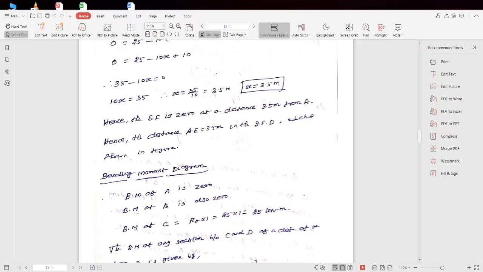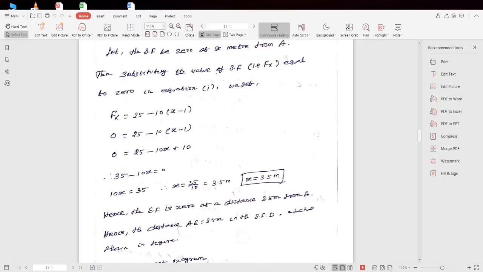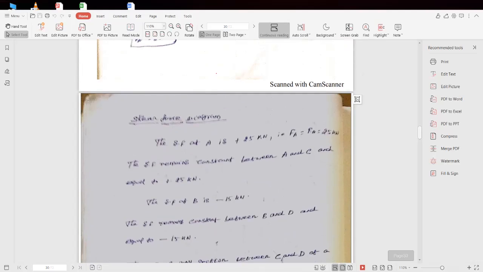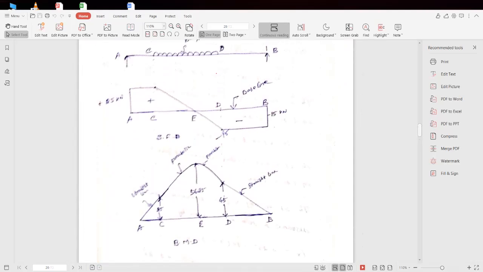Okay. Then coming to the bending moment diagram. You know very well, in a simply supported beam, at the supports the bending moment value is 0. Therefore, bending moment at A will be equal to 0. Bending moment at B will also be equal to 0. Here you can see in the diagram, at point A and at point B, simply supported ends, the bending moment value is 0. Next, at point C, you need to know the bending moment value.